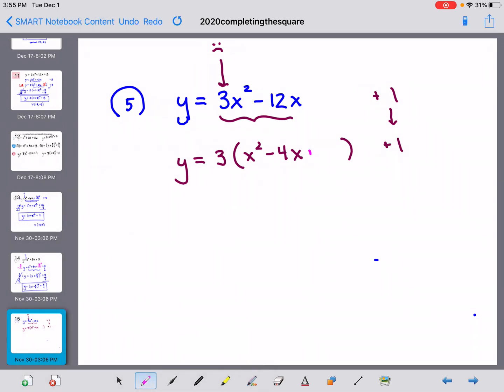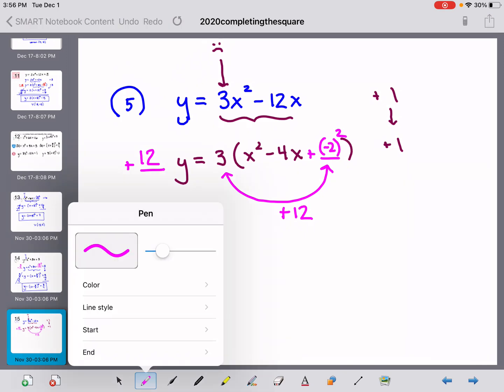In that space, I'm going to add -4 divided by 2 squared. So -4 divided by 2 is -2 squared. So I'm adding a 4 in that space, but I didn't really just add a 4, I added 12. If I add 12 to one side, I have to add 12 to the other side. Add 12 to the left, add 12 to the right.